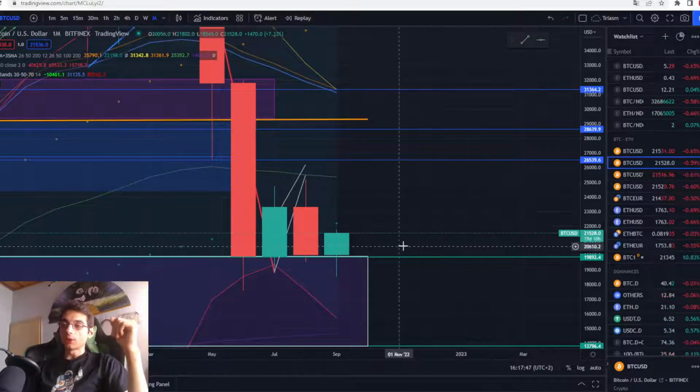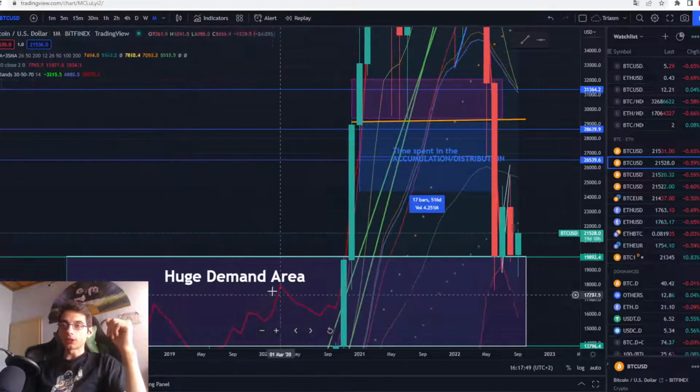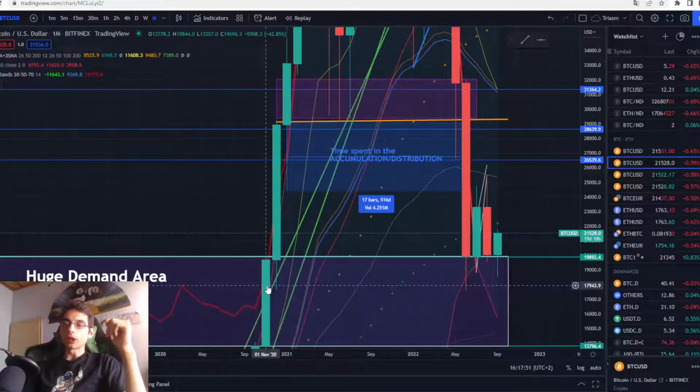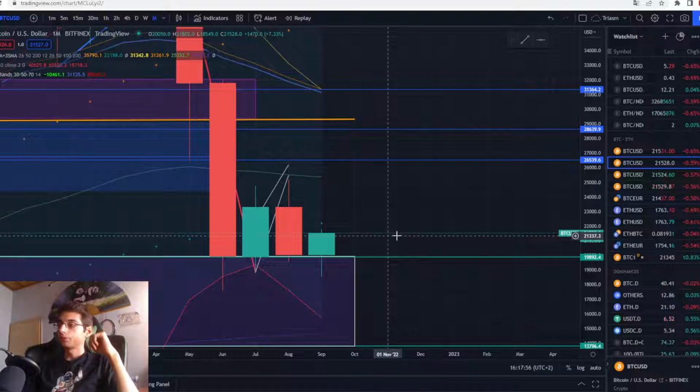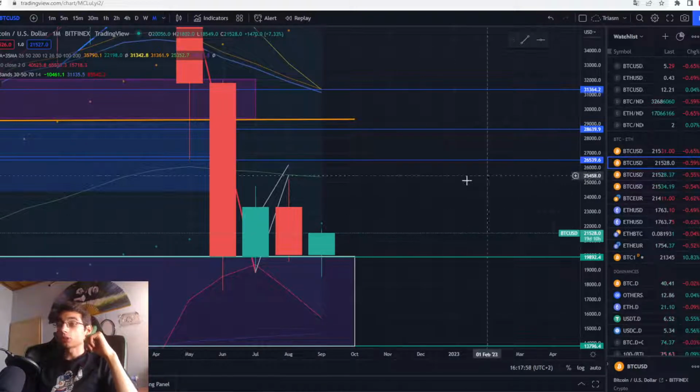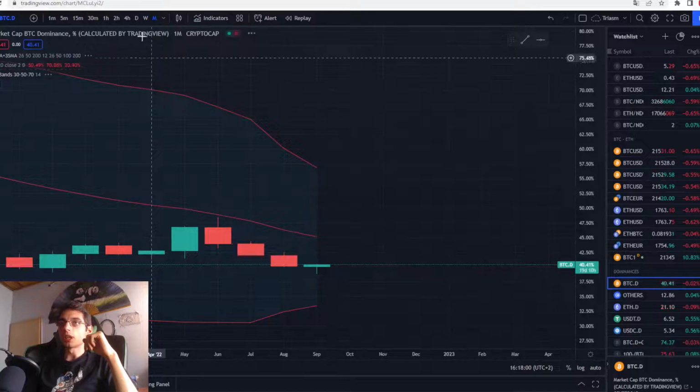I think, and still think, that this huge demand area will actually support the price in the next coming month. And this is most likely it for Bitcoin itself.